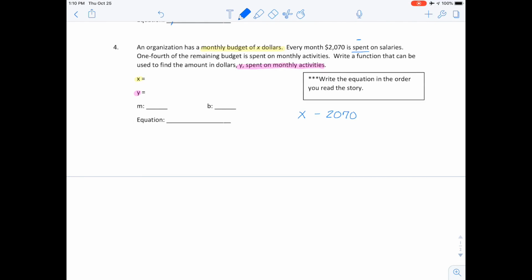Then it says 1/4 of the remaining budget is spent on monthly activities. So I want to take this, right, all of this, and I want 1/4 of that. So you have two options here. You can multiply all of that by 1/4, or you can divide it all by 4. I'm just going to multiply it by 1/4 here. All right, so then we have, and that's going to equal our total monthly activities. Okay, so now I have parentheses here, so just to identify our slope and y-intercept on this one, I'm going to go ahead and distribute.